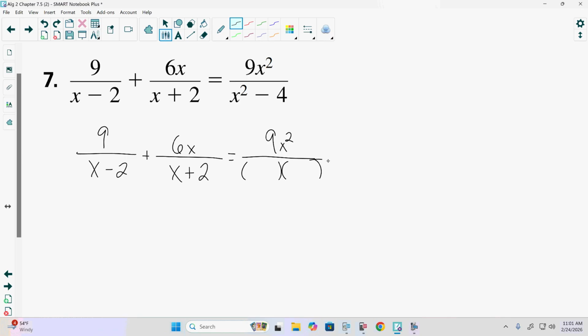9 over x minus 2 plus 6x over x plus 2 is equal to 9x squared over x squared minus 4. We have an expression in the bottom of a fraction, our x squared minus 4. And it will factor. Since we only have two terms being subtracted, we actually have a difference of perfect squares. X squared is x and x, 4 is 2 and 2. So x squared minus 4 would be x plus 2 times x minus 2.